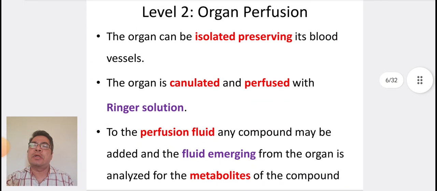Coming to the next, organ perfusion. The organ can be isolated, preserving its blood vessels. The organ is cannulated and perfused with Ringer solution. To the perfusion fluid, any compound may be added and the fluid emerging from the organ is analyzed for the metabolites of the compound.